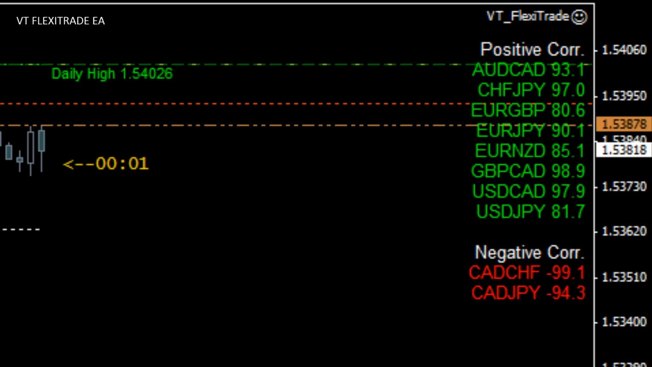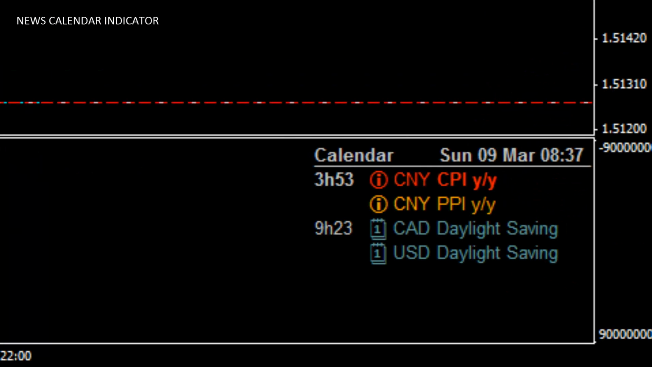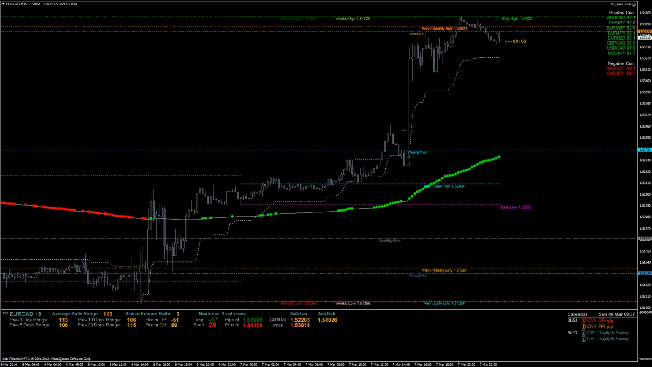To trade, I use the VT FlexiTrade EA to enter and manage trades, and two other filtration indicators: the VT Correlator, which I use to limit risk by alerting me to pairs that move in either similar or opposite directions, and the NewsCal, which warns of upcoming news announcements which may cause price spikes through S&R levels. Let's check out some examples of how I use a combination of these indicators to signal possible entry points.